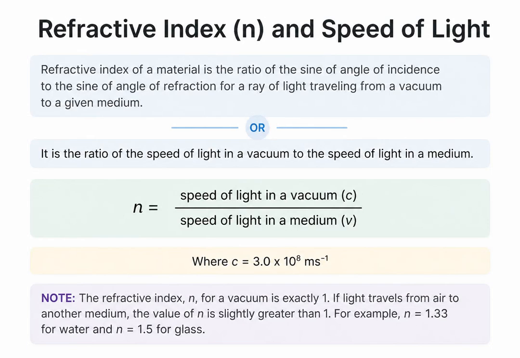We defined refractive index using angles, but it has a deeper physical meaning. The absolute refractive index of a material is actually the ratio of the speed of light in a vacuum to the speed of light in that specific medium. The speed of light in a vacuum, denoted by c, is a universal constant, 3 × 10⁸ meters per second. Because light travels fastest in a vacuum, the refractive index n is exactly 1 for a vacuum, and greater than 1 for any other medium, like 1.33 for water or 1.5 for glass.